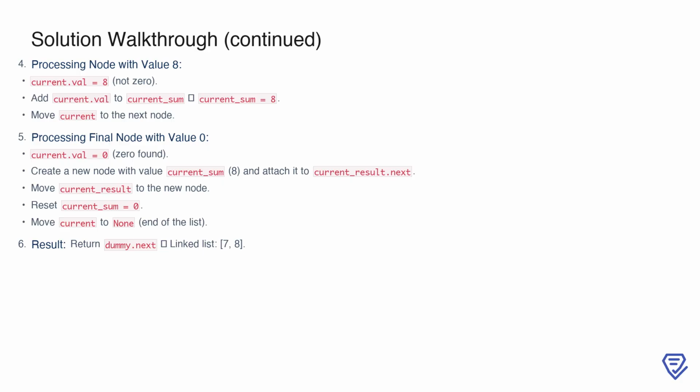As before, we create a new node with the value of current_sum, which is 8, and attach it to the next pointer of current_result. We then move current_result to this new node, reset current_sum to 0, and since there are no more nodes to process, the loop ends. The resulting linked list, starting from dummy.next, contains the values 7, 8.